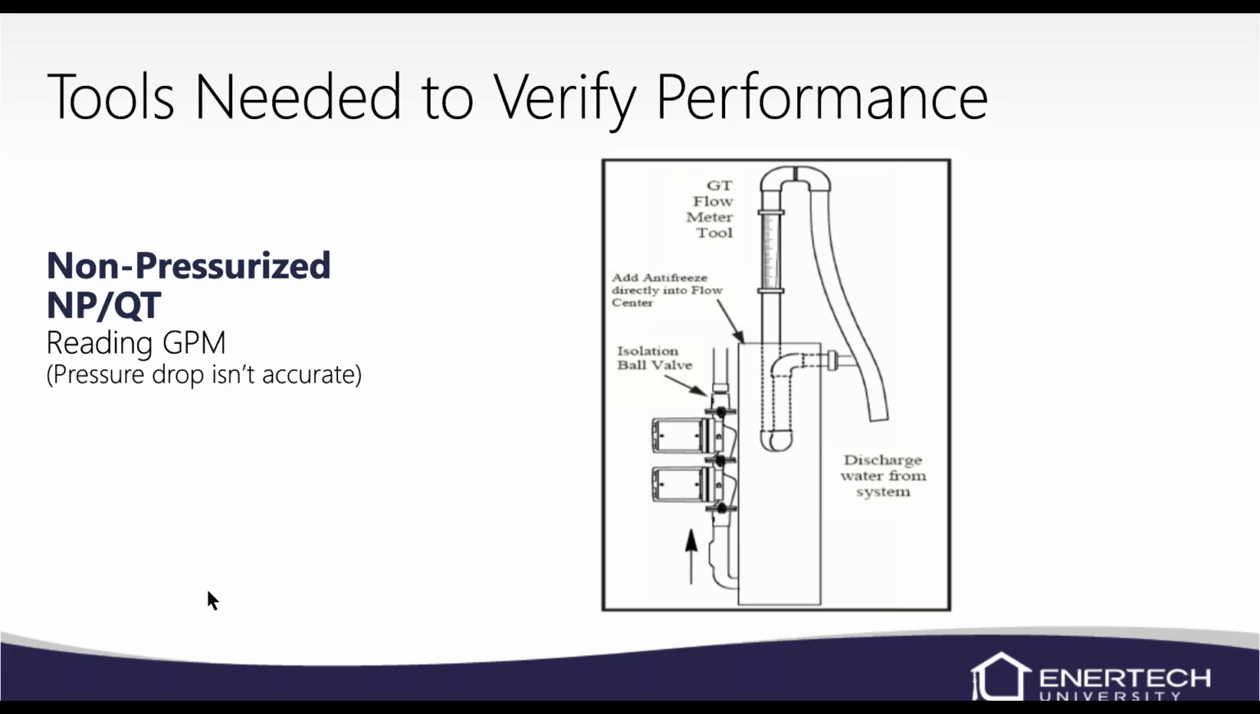Now on the newer non-pressurized flow centers, the NP composite cabinet, the black NP variable speed flow centers, and the black composite fixed speed flow centers from the non-pressurized, we now can use a pressure gauge to check pressure drop and water flow. The older QT style, the white cabinet, you'll have to have a flow meter tool for, because the pressure drop isn't accurate. It won't give you proper water flow. Just a slight note there.